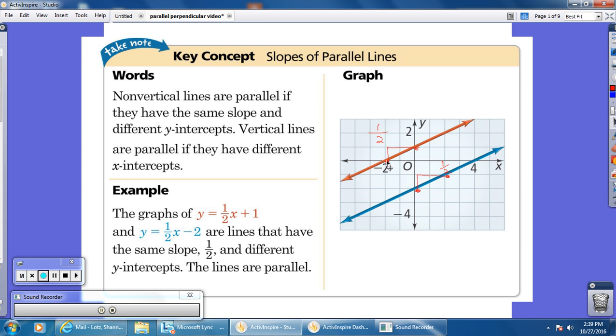The slope of the red line is positive 1/2: we rise 1 and we run 2. The slope of the blue line is right here: we rise 1 and we run 2. So their slopes are the same. So that's why they will never touch, because their slopes are the same. Okay?